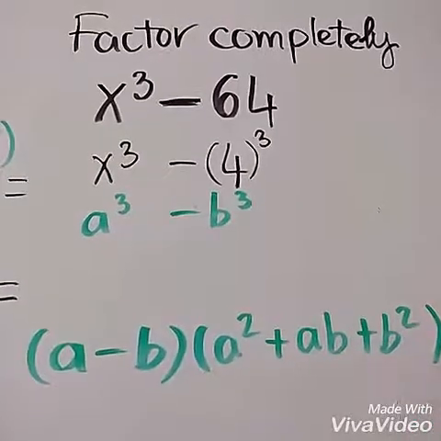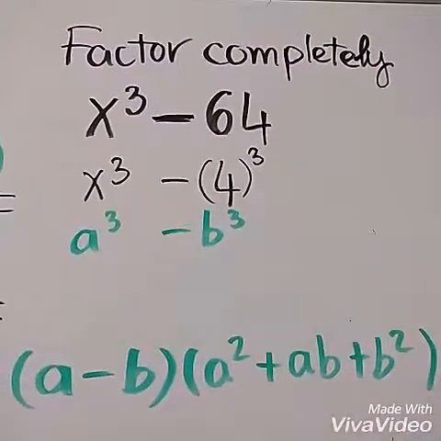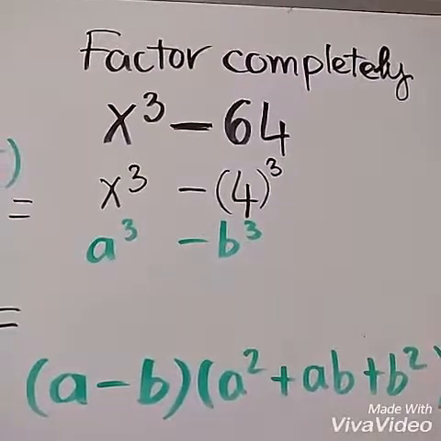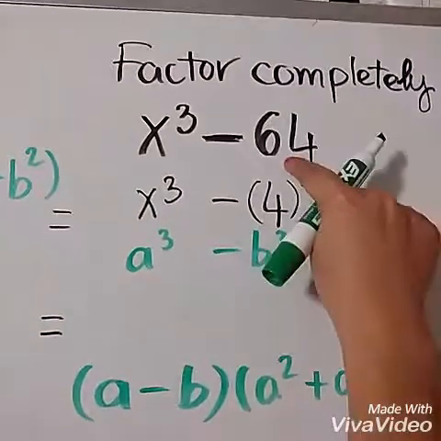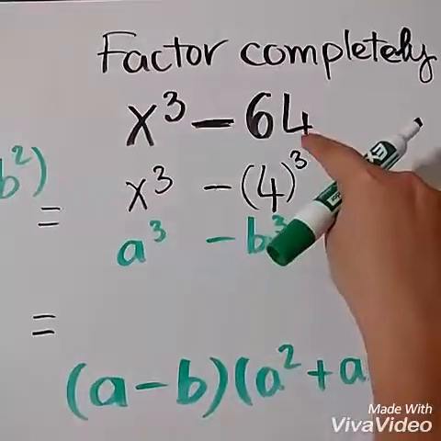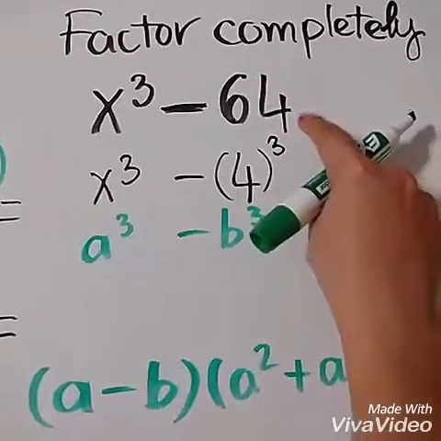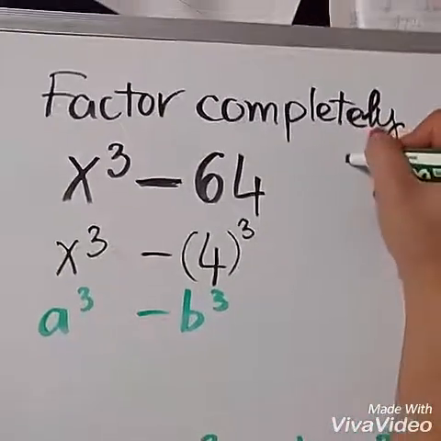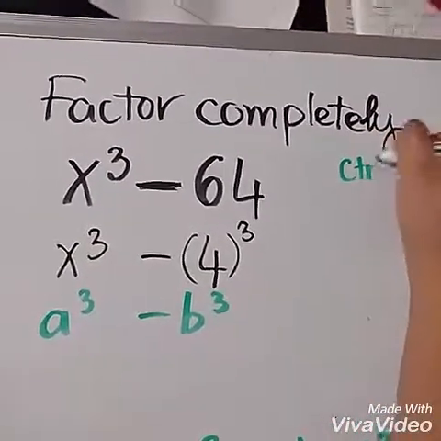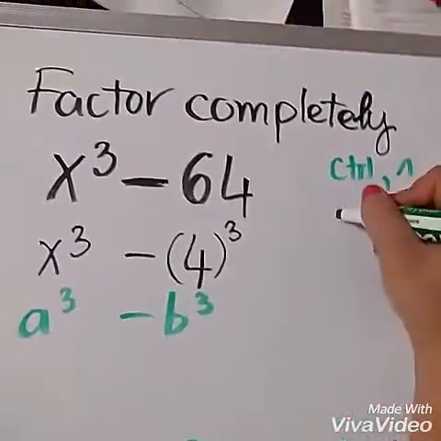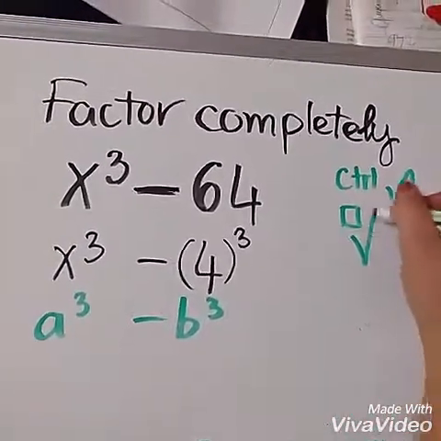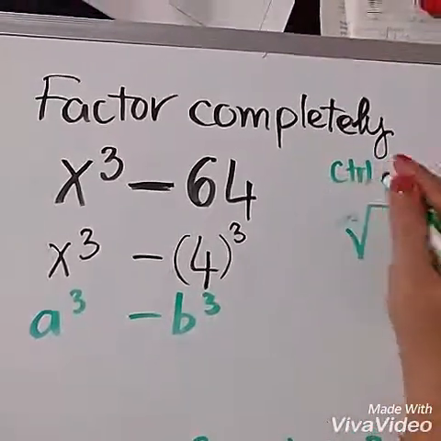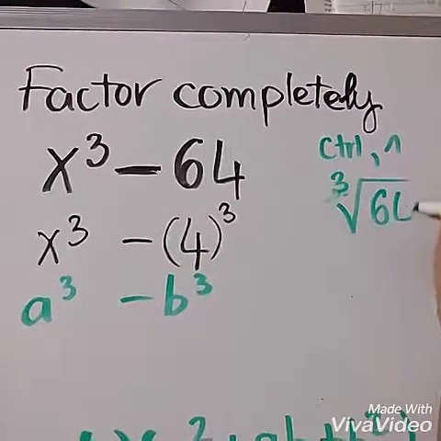The example says factor out completely x to the power of 3 minus 64. So the very first thing you have to do is figure it out. Since this one is x cubed, I'm going to take the cube root of 64. In the calculator, you hit control, and then the hat is going to show you this symbol. In here, you put 3 because we want the cube root, and inside, you put 64.